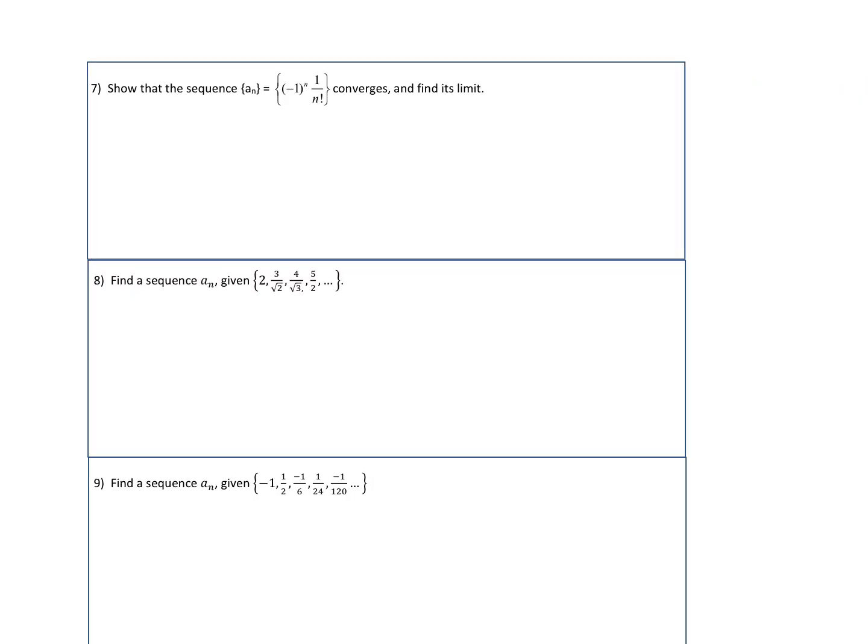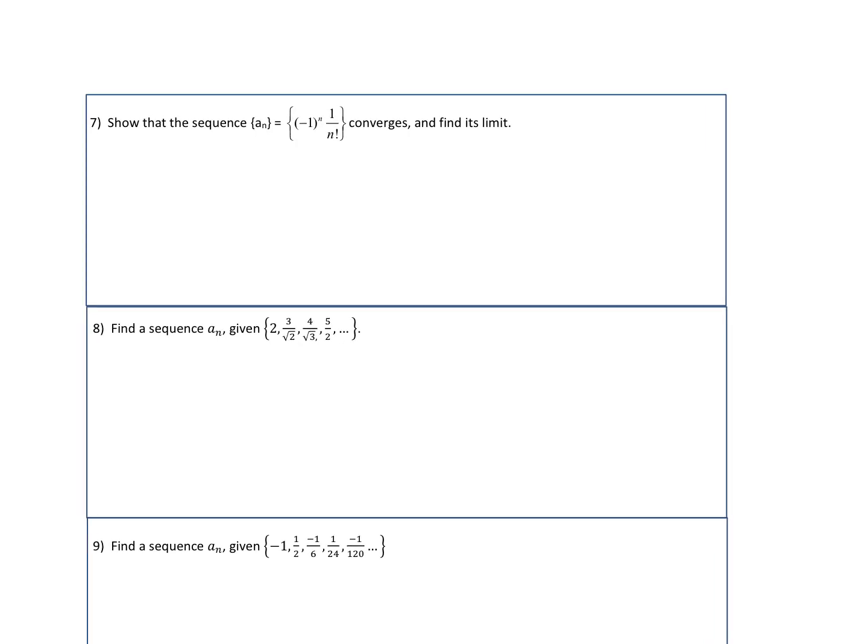So let's see if we can apply the squeeze theorem. This is asking us to show that the sequence converges and to find its limit. The first thing I want to do is state that this sequence here is always less than or equal to 1 over n factorial. The reason we do that is because we know this limit. I could say the limit as n goes to infinity of 1 over n factorial equals 0.